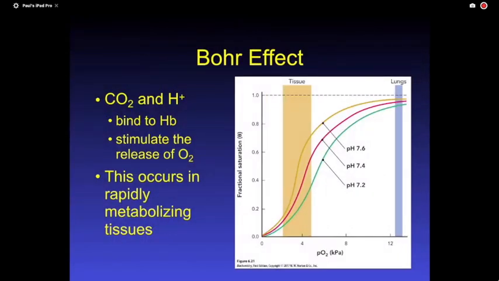Bohr was the first to observe this effect: if it is more acidic, the affinity goes down. If it is less acidic, the affinity for oxygen goes up. And so you can see the Bohr effect. Now, why are these pHs important? What's normal? 7.4. If you become a little acidic, 7.2, I actually release oxygen, and if I become basic, I actually hold on to my oxygen a little bit more.